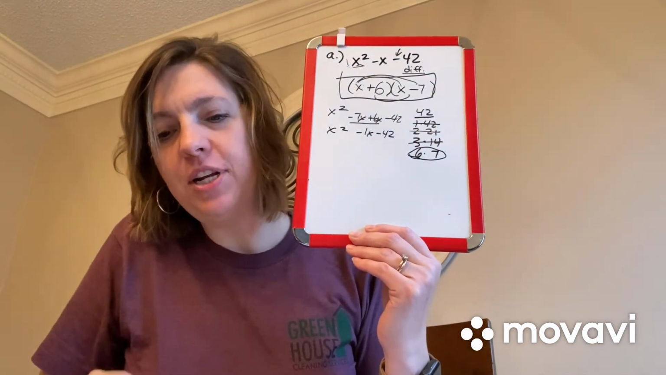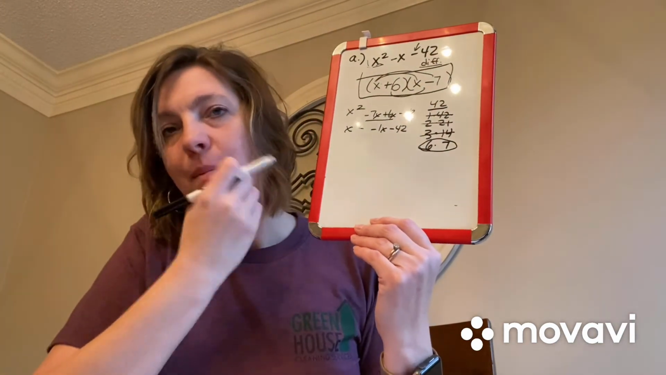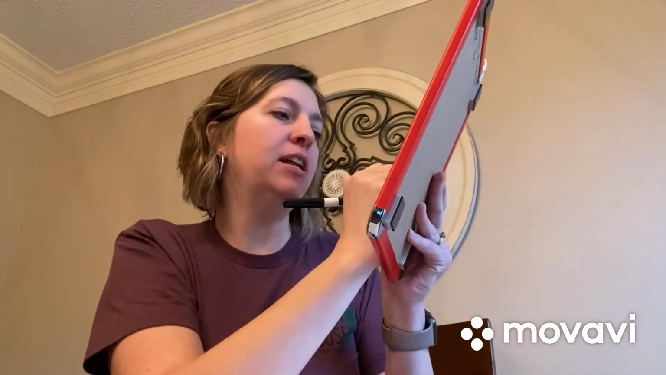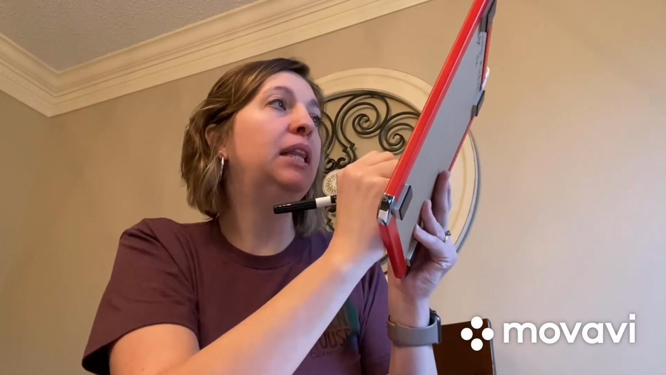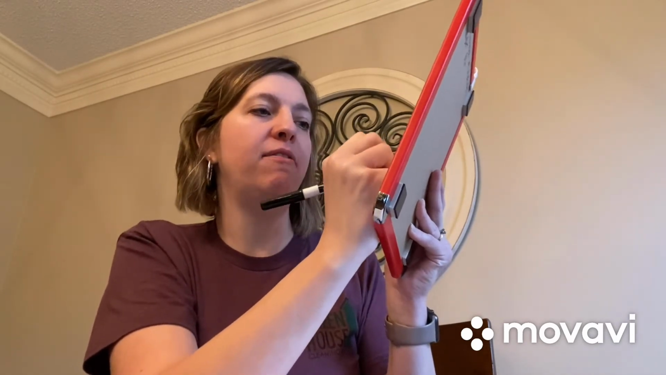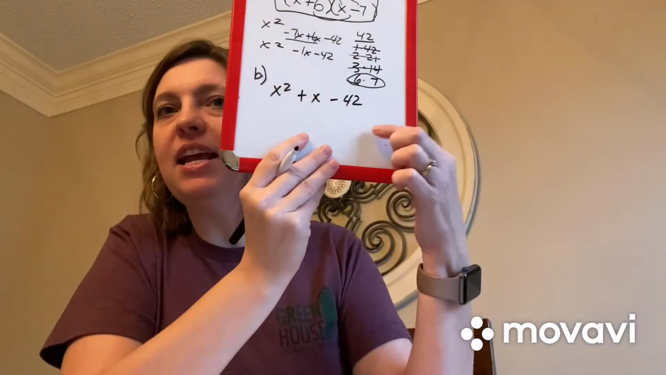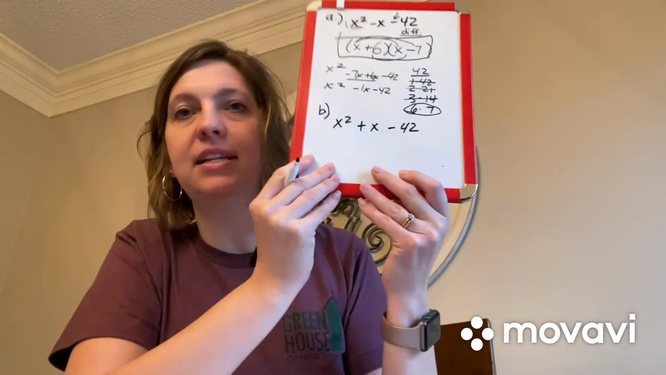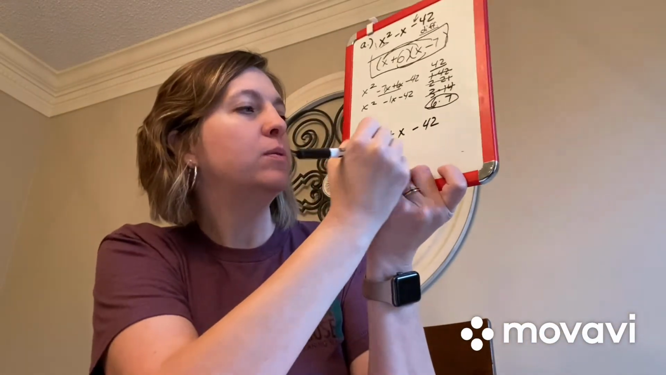All right, I want you to take a look at practice B. Practice B is a little bit different than practice A. How's it different? It says the same thing. X squared plus X is the only difference. So everything is the same from A to B, except the middle term is a positive X instead of a negative X. Well, friends, what does that mean?